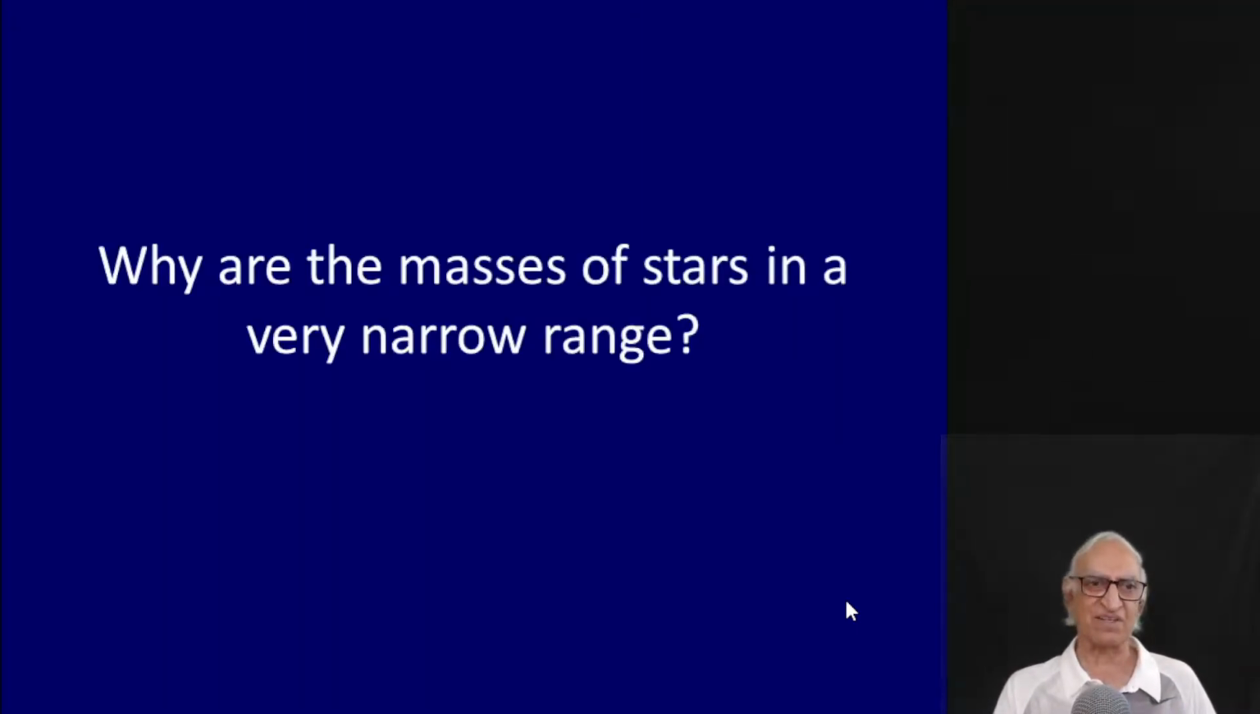The second puzzle that Eddington pointed out is why are the masses of the stars in an incredibly narrow range? The masses of the stars are in the range between half times the mass of the sun to about 50 times the mass of the sun. Why aren't there stars 1,000 times the mass of the sun or 1,000,000 times the mass of the sun? Why aren't there stars of the size of planets? Why aren't there stars of the size of a football?